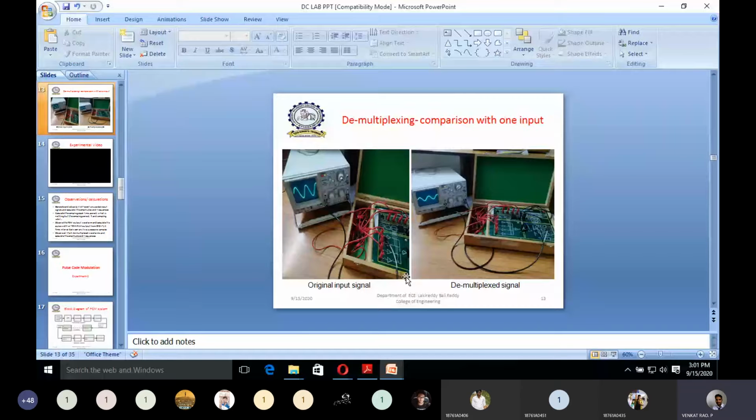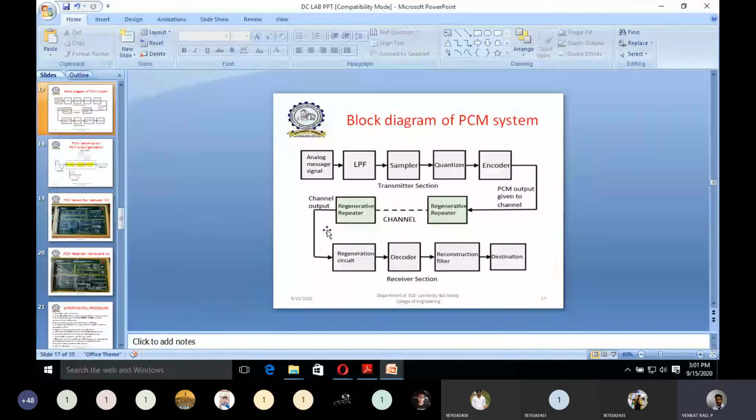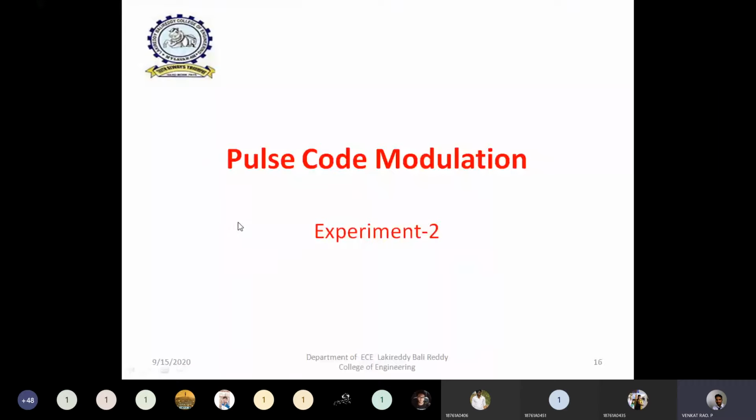So the next experiment is here. Today we'll discuss the second experiment in our digital communication lab, that is pulse code modulation. So what is pulse code modulation, how is it useful in practical applications of communications, and how is this pulse code modulation performed by using a hardware kit in our laboratory. All these things I will explain in this particular class.